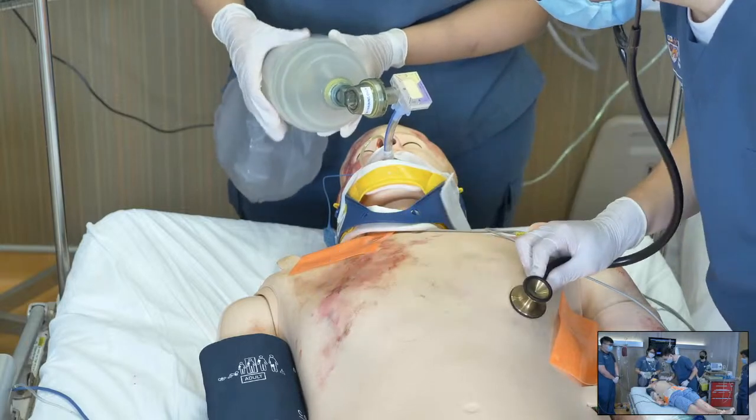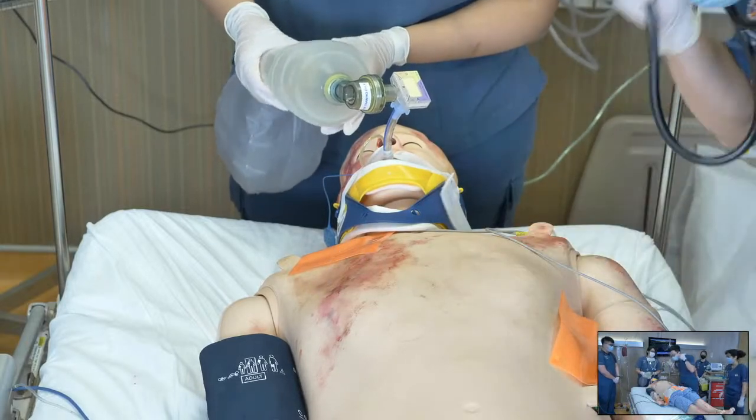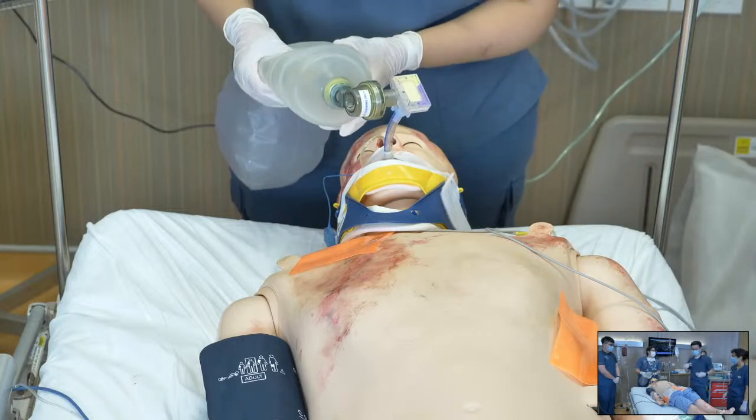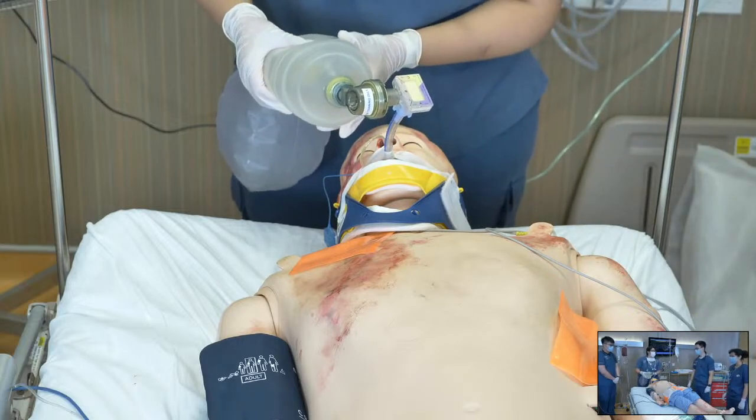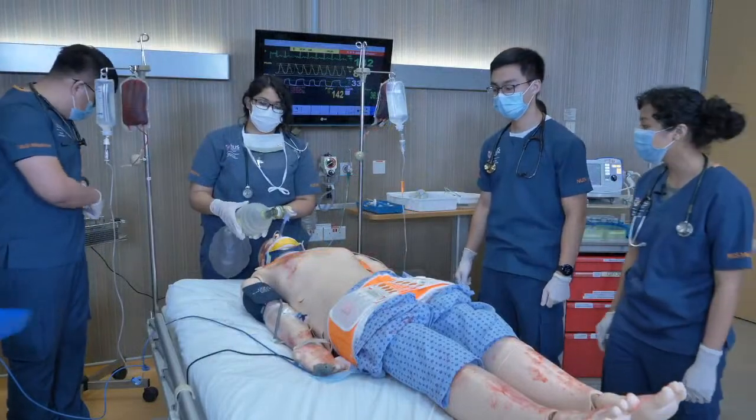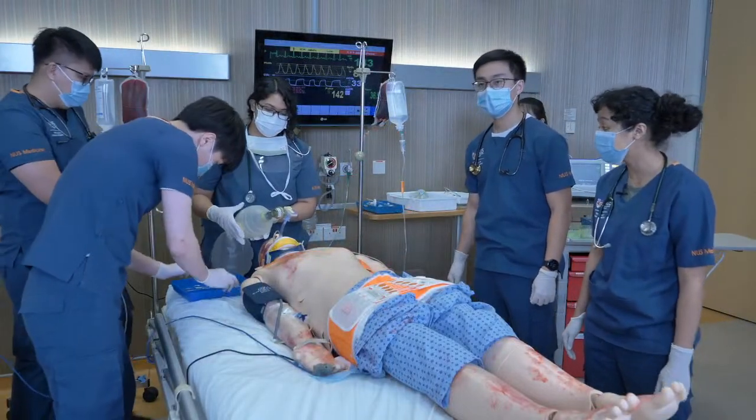So what's your assessment? At this point in time, I'm suspicious of a tension pneumothorax on the right side. So what should be done? I think we should do a needle decompression. Okay, let's prepare for that. Needle decompression in the second intercostal space, mid-clavicular line.